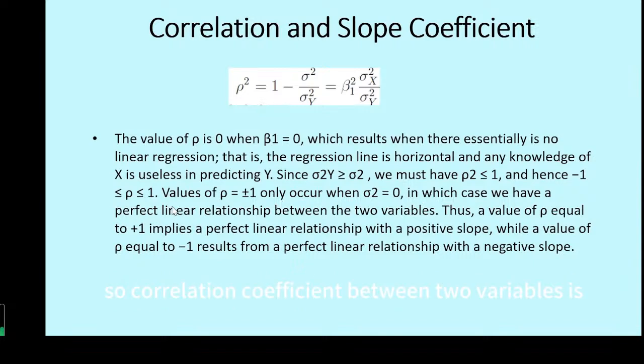So the correlation coefficient between two variables is scale-free. It should lie between minus 1 and 1. But the slope coefficient is not necessarily between minus 1 and 1. It is not scale-free. So beta 1 can be any value, right? So this is different, and their relationship is through the multiplication of sigma x squared divided by sigma y squared. So this is the relationship between the correlation coefficient and the slope coefficient in the linear regression.